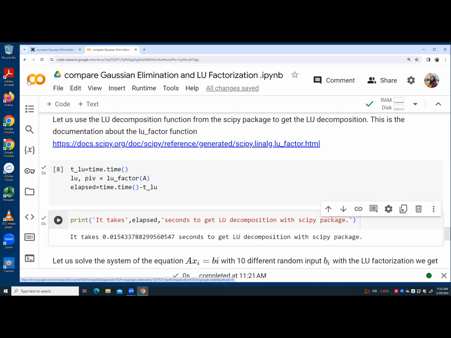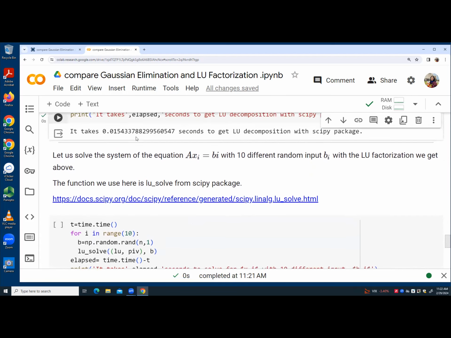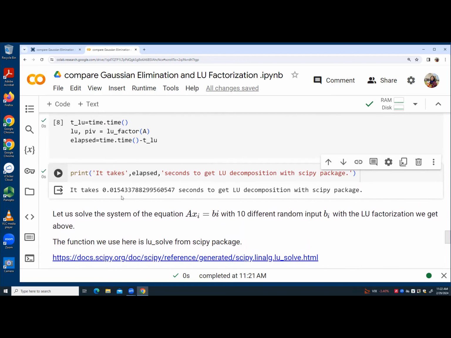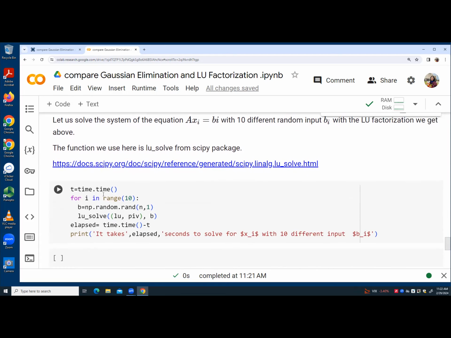But let's see if we have multiple inputs, and how many we have. Let's say the LU factorization is just like 34 seconds if we use for loops coding. And then we get the LU factorization result and use it as an input, and this B vector is the random right-hand side here.